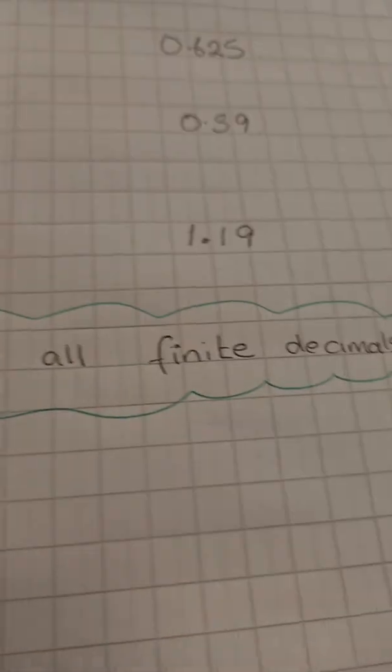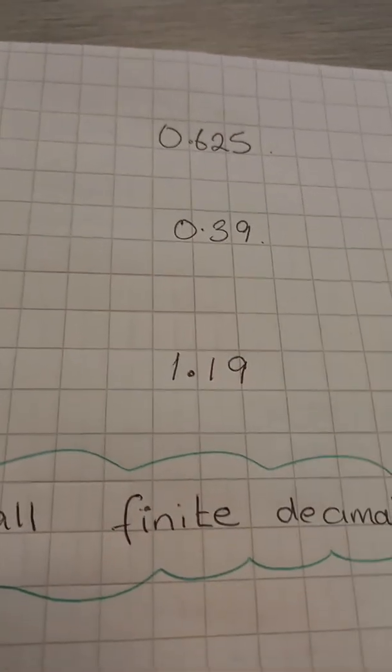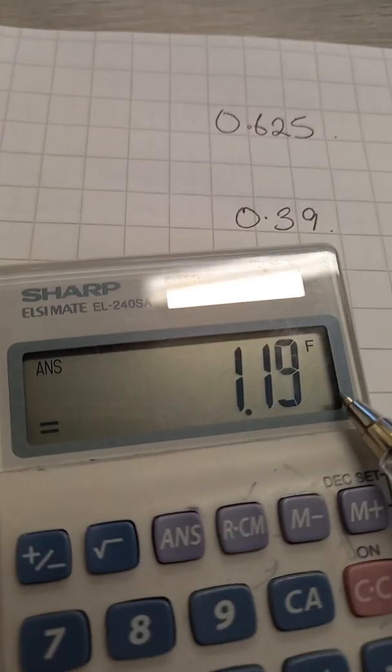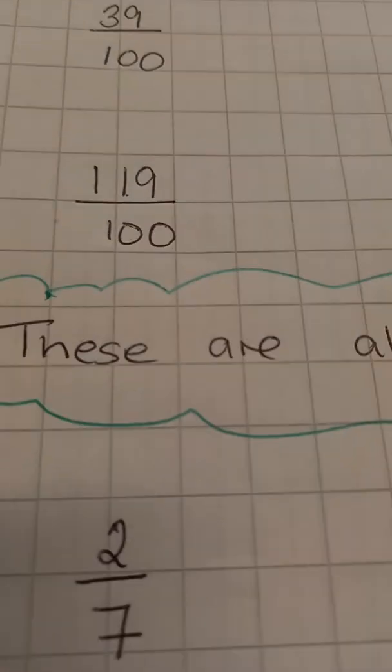And these are all finite decimals because when you get the answer, you can see, like on the calculator, it doesn't go on and on all over the screen. It stops at a certain number of decimal places. So the difference now, we're going to look at some where we have to use our rounding off skills, okay?